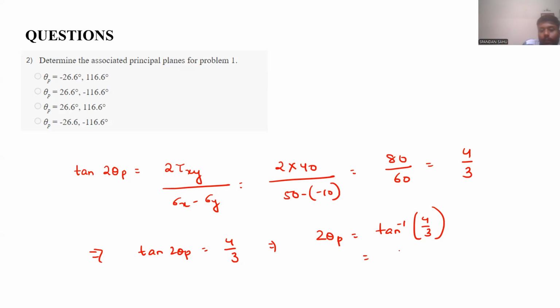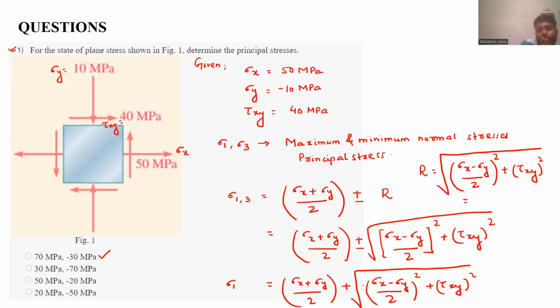53.13, yeah, 53.1 degree. So from here, what can be written? Theta p came out to be 26.6 degree. Correct? Yeah.